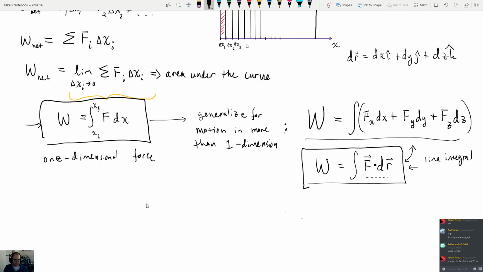But gravity doesn't really change as long as you're close enough to the surface of the Earth. It does change as you start to get farther and farther up, but gravity is not really a good example. What is a good example of something we can use that we haven't learned about yet, but you've probably heard of before, is the spring force.